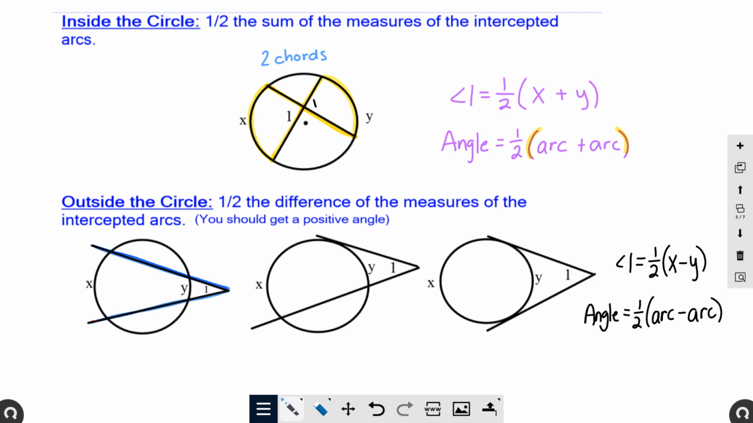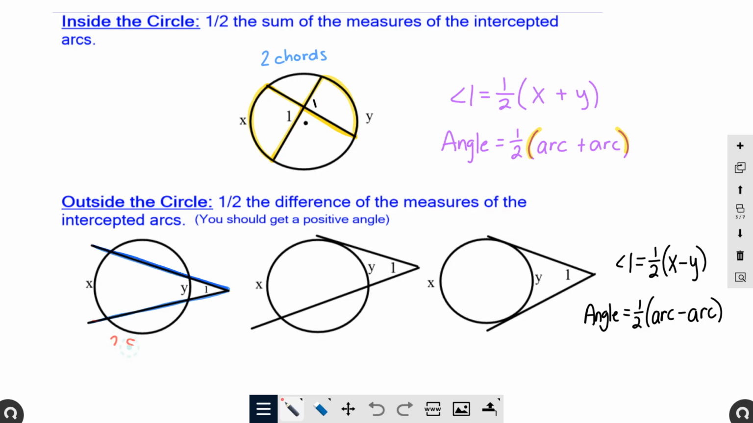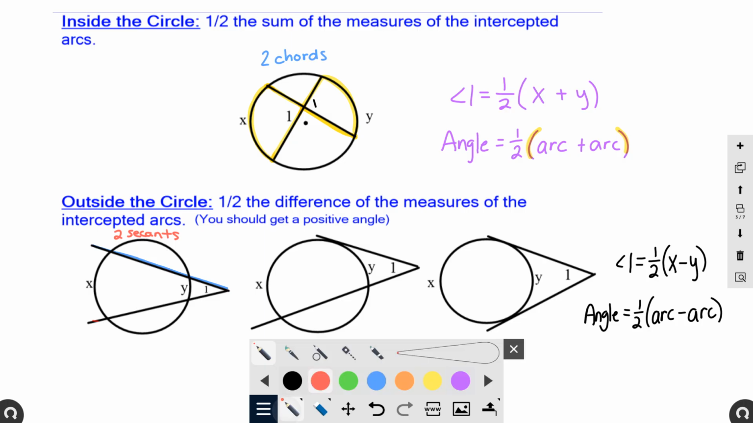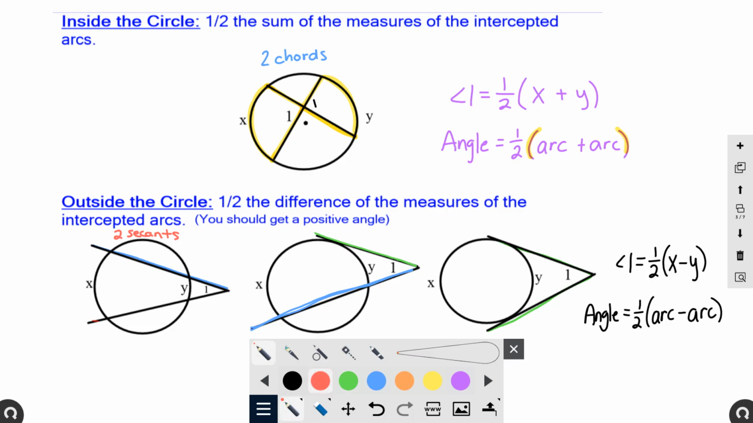Got to do some more review on those terms. Starts with S. Secant. There we go. That's it. So this one is made up of 2 secants. We write it above. Now this one is made up of a secant, but also a tangent. And this last one is made up of 2 tangents. So our picture could be different based on what we have.